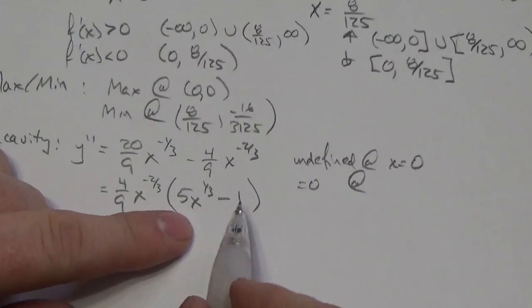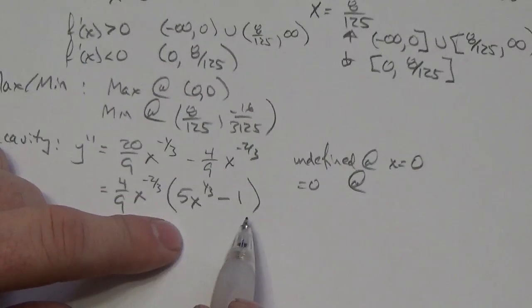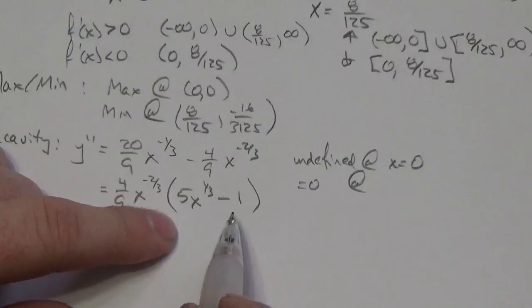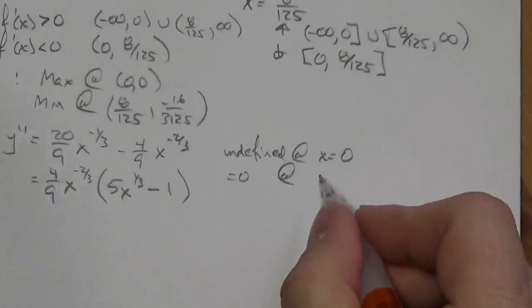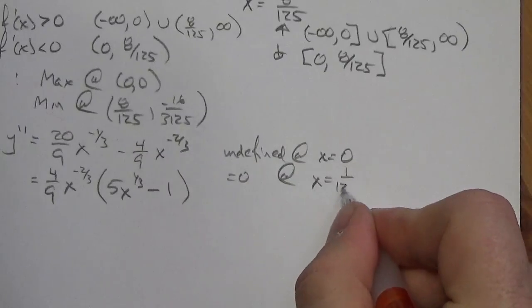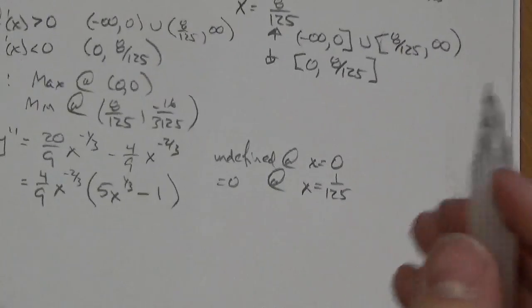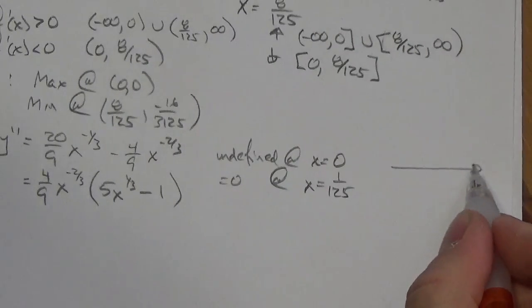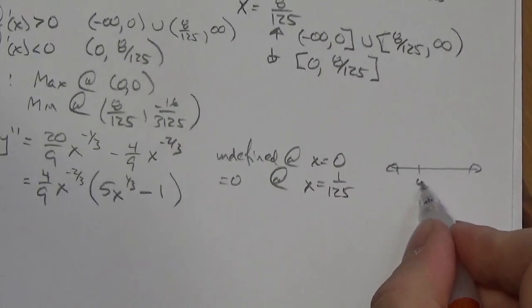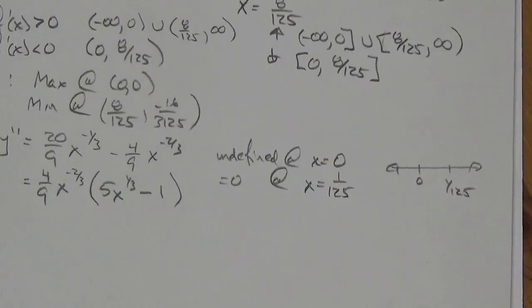Now let's just in our heads figure out what that's going to be. Bring the 1 over, divide by 5, so that's the cube root. So then I'm going to cube that. So it's going to be equal to 0 at 1 over 125. So what I've got is 0 and 1 over 125.